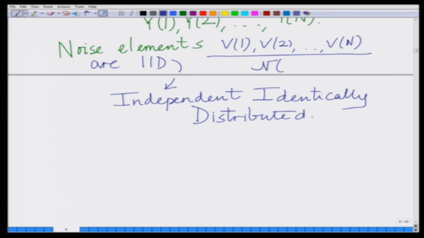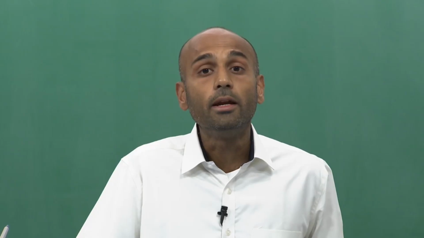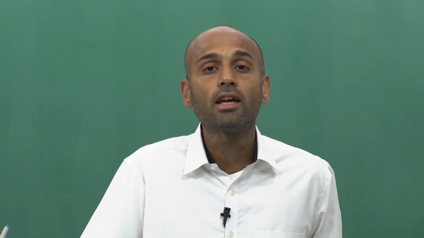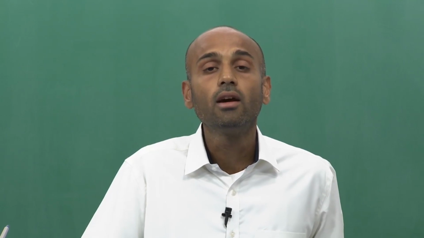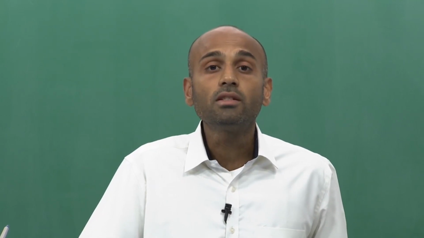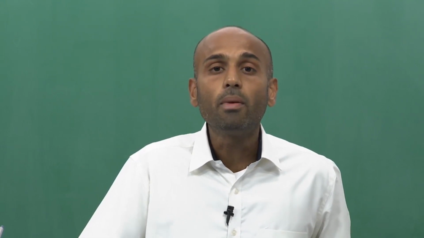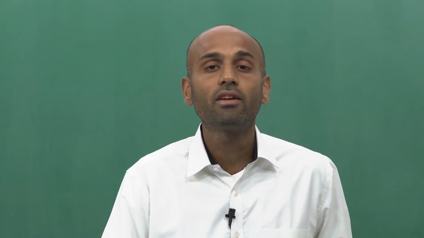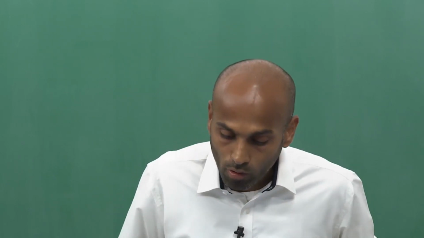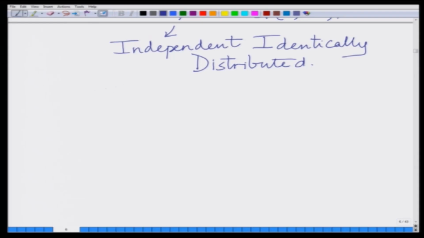That is what we already assumed, that is, they are Gaussian with mean 0 and variance sigma square, and also they are independent. These noise samples v1, v2, vn are independent, which means the observations y1, y2, yn are also independent.